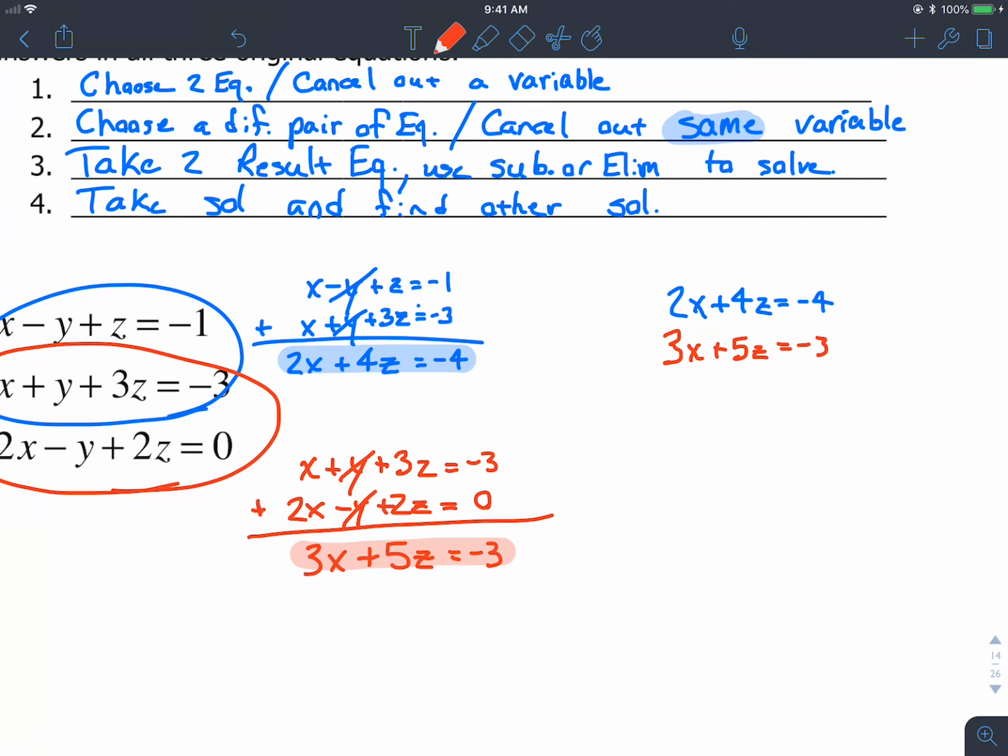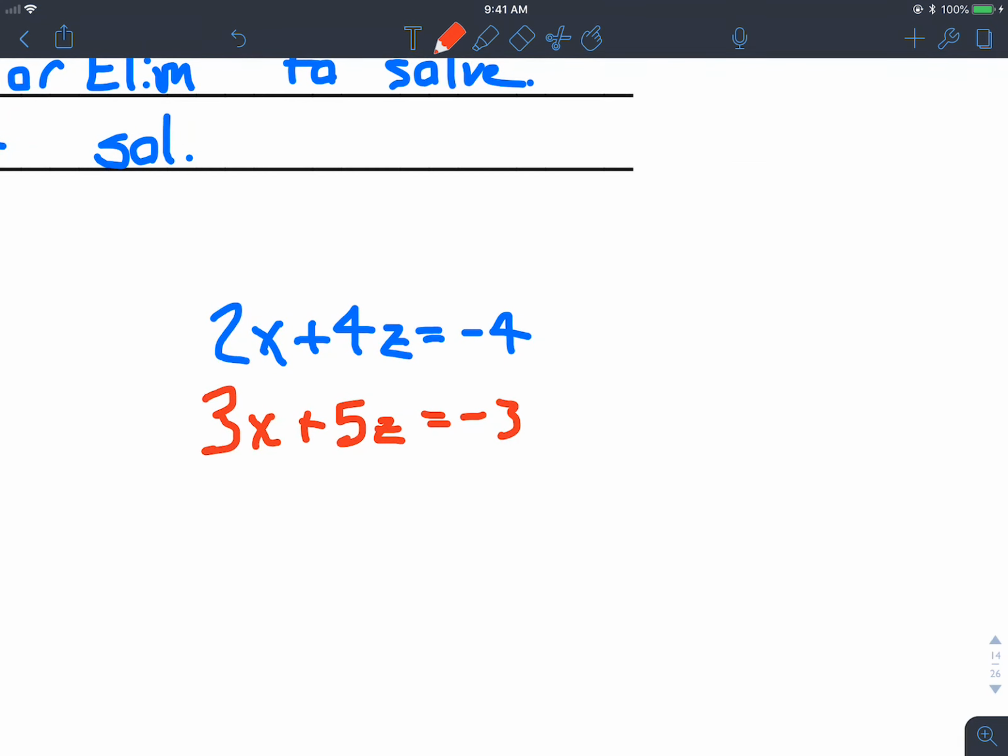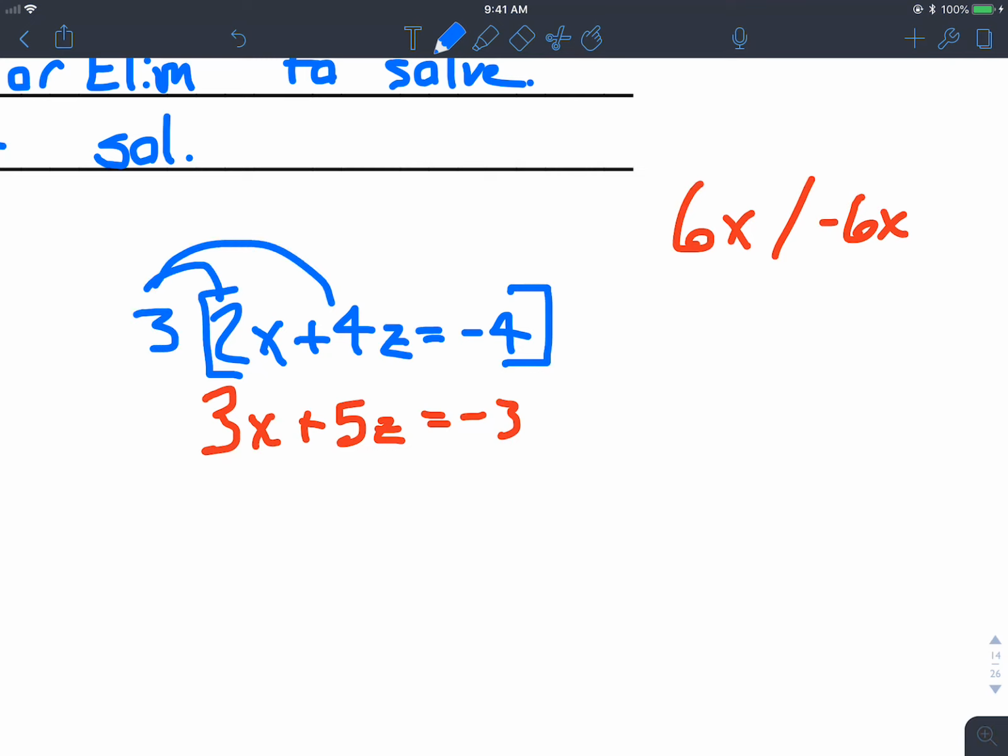So I want to cancel out x in this case. It doesn't matter, you can cancel out y. So I need my x's to cancel out. I need something that 2 and 3 divide into. That would be 6x. So I need one to look like 6x and one to look like negative 6x. So if I'm doing that first equation here, I'm going to multiply the entire first equation, both the left and right sides, by 3. And we're going to do the distributive property there. That'll get us 6x plus 12z equals negative 12.